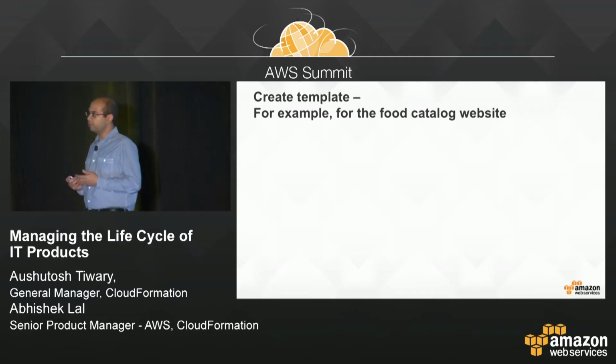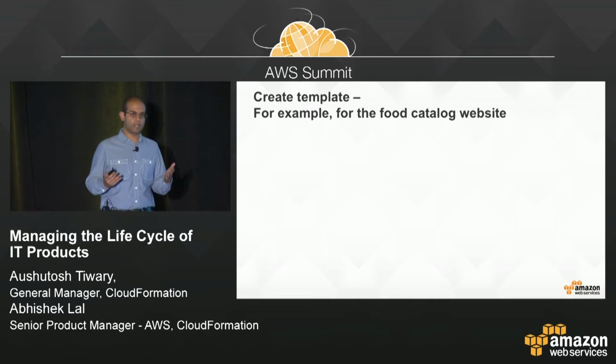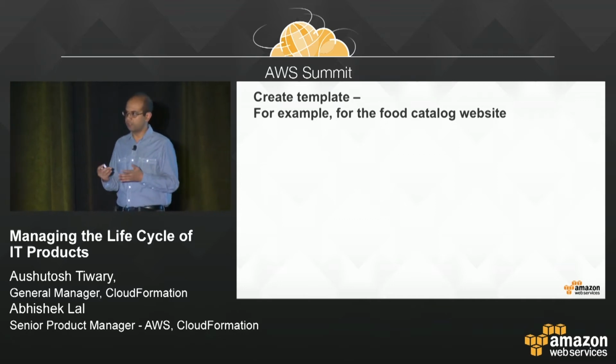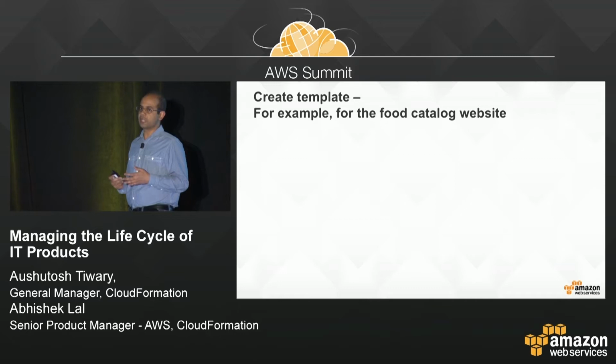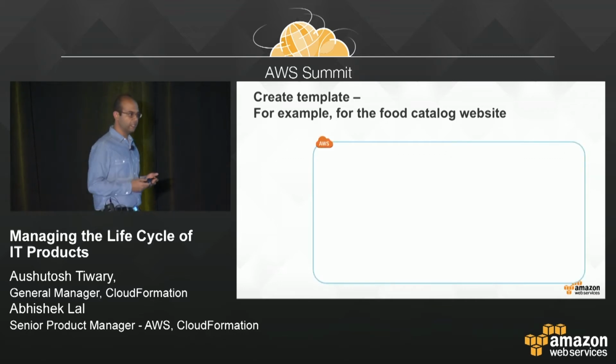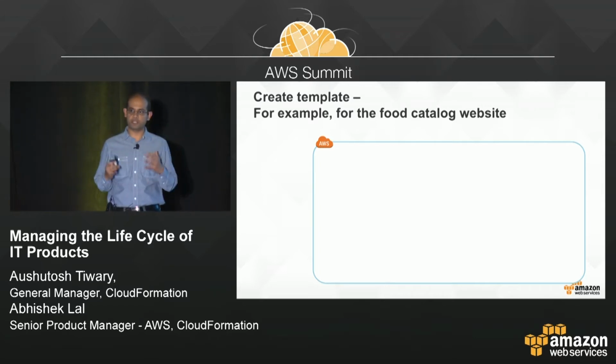For the example today, I'm going to use a food catalog website. So let's say this company has marketing campaigns, and one of the campaigns is for a food catalog, and we need to create a website for it. What are all the components that I need to create in order to deliver this end-to-end functionality as a website?